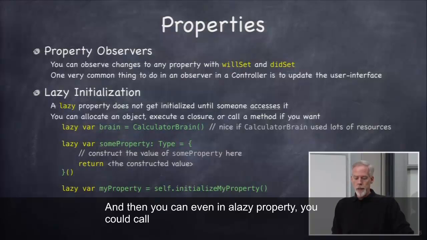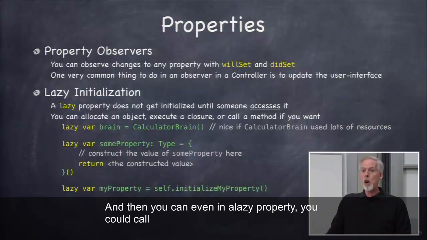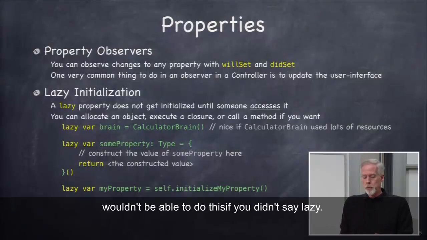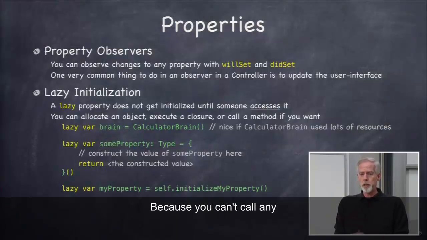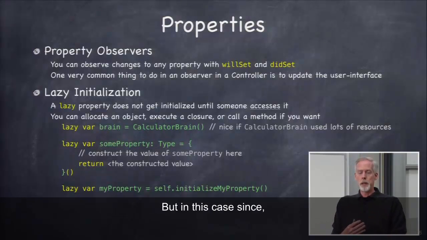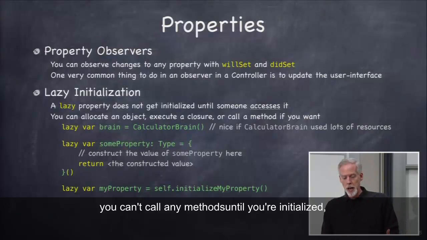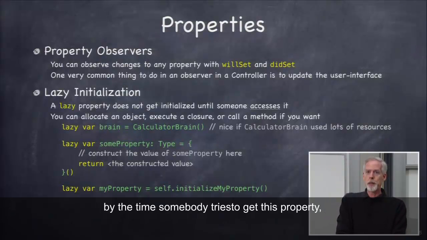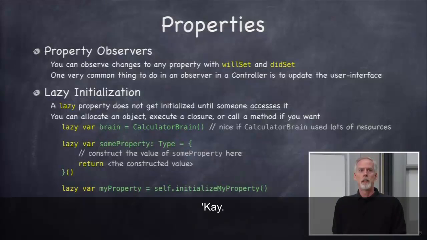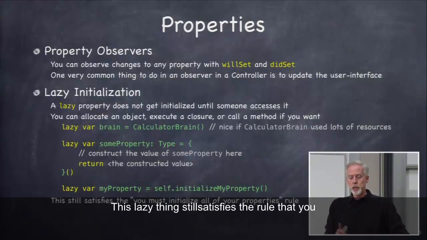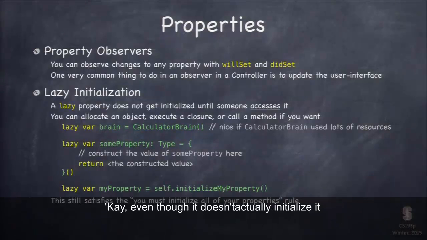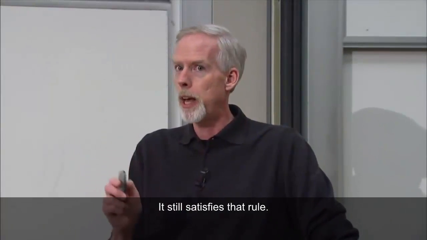Okay? And then in a lazy property, you could even call a method to initialize it, because normally you wouldn't be able to do this if you didn't say lazy, because you can't call any methods in your class until you're fully initialized. So there's kind of a catch-22 there. But in this case, by the time someone tries to get this property, you'd be fully initialized. So you can call methods. So you see the advantage of lazy there? Okay. This lazy thing still satisfies the rule that you must initialize all of your properties. Even though it doesn't actually initialize it until someone accesses it, it still satisfies that rule.